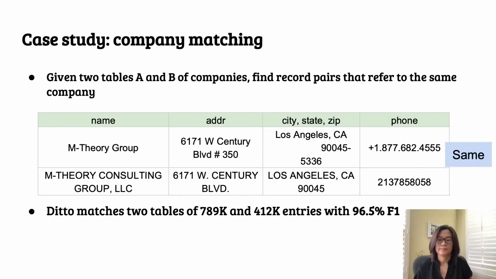We also applied Ditto on two real-world company datasets, which are much larger than the benchmark datasets shown earlier. There are about 800,000 and 400,000 entries in these datasets. An example of what the records may look like is shown here. Ditto can achieve an F1 score of 96.5% in this case.